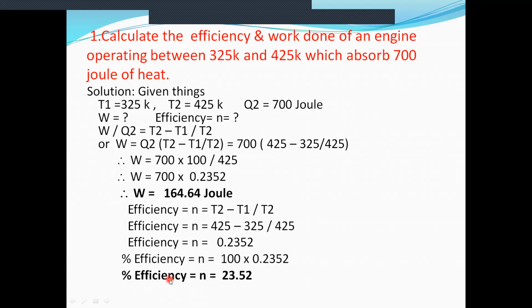Sometimes it is asked in the examination, calculate the percentage efficiency, and sometimes only efficiency. Only efficiency, that is efficiency equal to 0.2352, and always it is less than 1. And if you want to find percentage efficiency, then you have to multiply by 100: 100 into that efficiency, that is called the percentage efficiency. Understand? Okay, next problem.